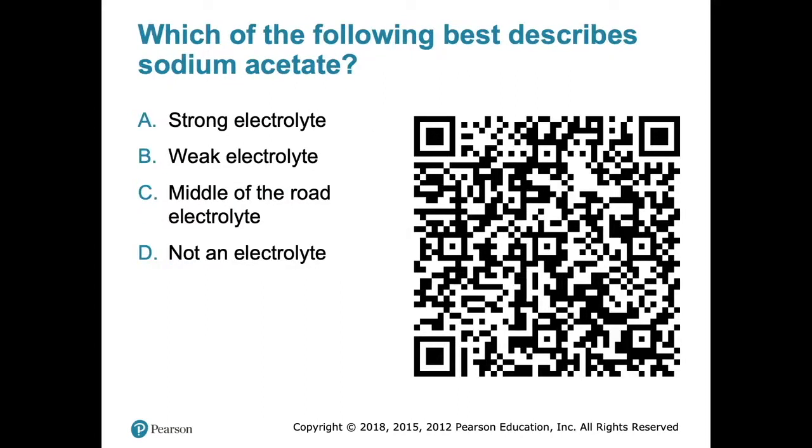We'll take roll by answering this question here. Which of the following best describes sodium acetate? It's a strong electrolyte. It's a weak electrolyte. It's a middle of the road electrolyte. Or it's not an electrolyte at all.